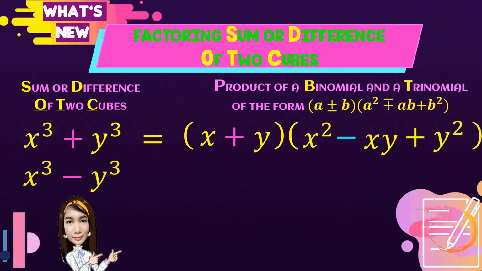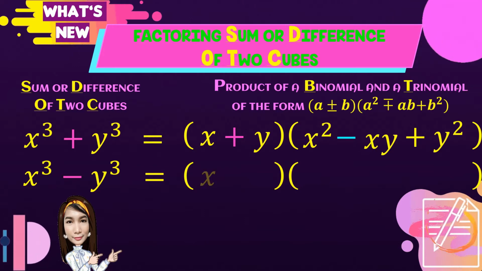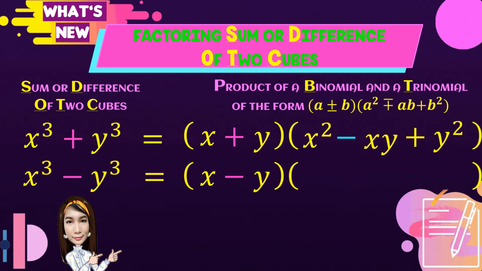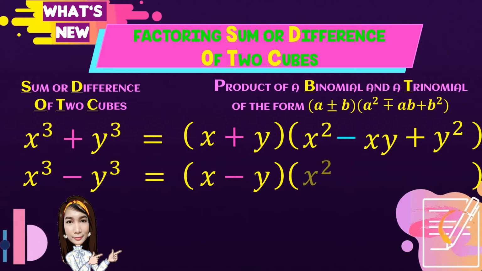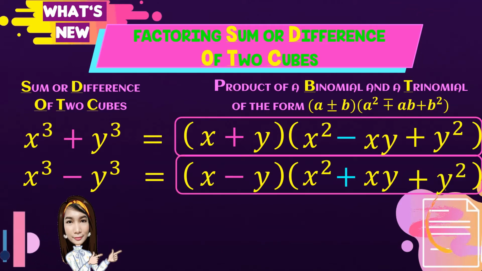Next, we have the difference of two cubes, given x cubed minus y cubed, and that is equal to the product of a binomial and a trinomial. So here we get the cube root of x cubed, we have x, cube root of y cubed, we have y. Then we keep the operation minus for the binomial. Then for the trinomial, we're going to square the first term, we have x squared. The opposite of minus, we have plus. Multiply the first and the last, we have x times y. Then square the last term, we have y squared. So as you can see, those are the product of a binomial and a trinomial.